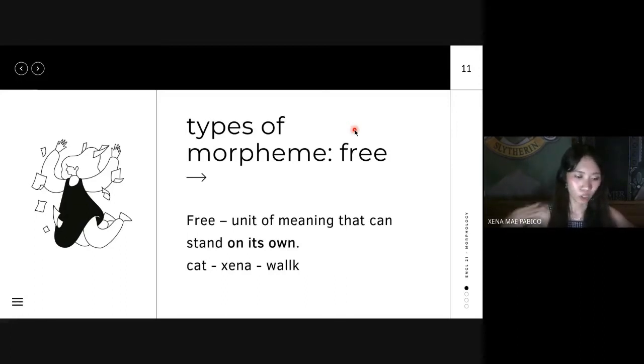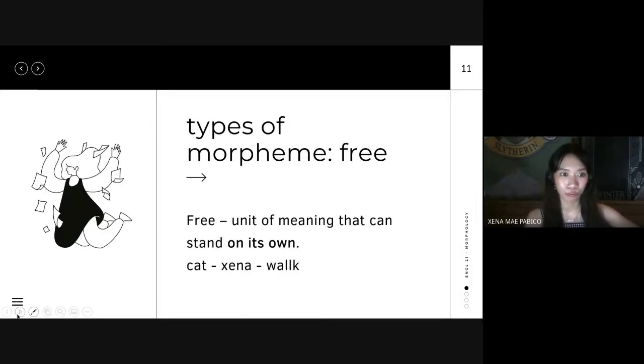Continuing on, the first type of morpheme is called free morphemes. Why do we call them free? Because free morphemes are units of meaning that can stand on their own. They don't need anybody. The examples are cat, walk, light, teeth. Those are morphemes that can stand on their own. They don't need anybody.